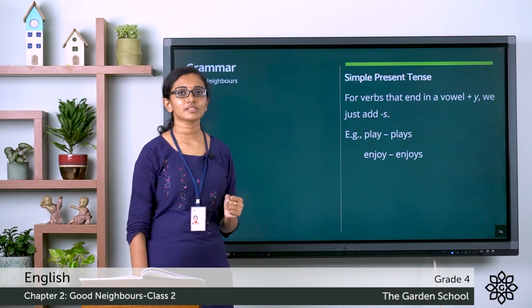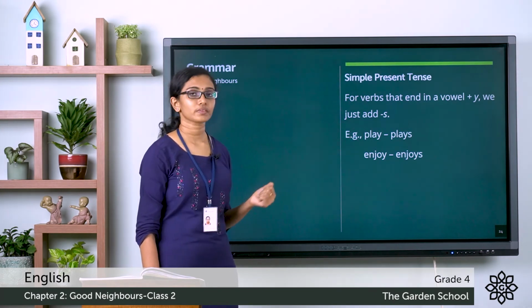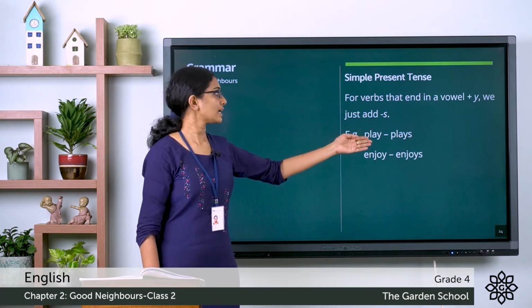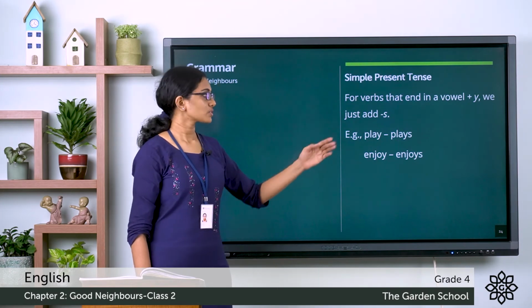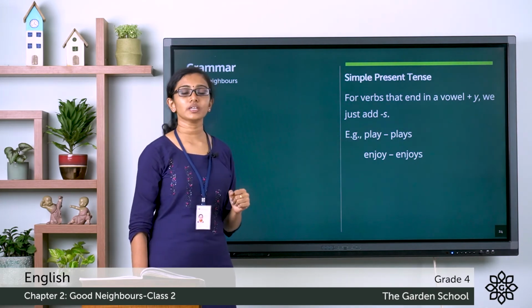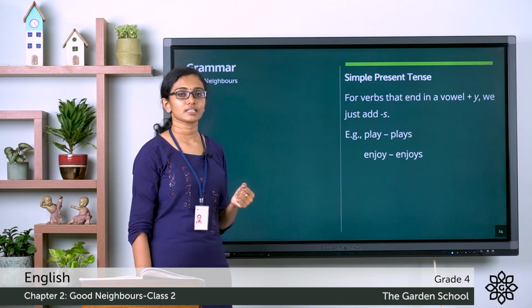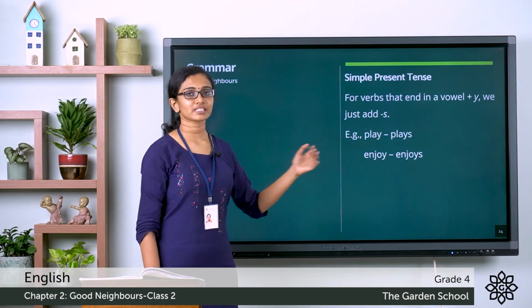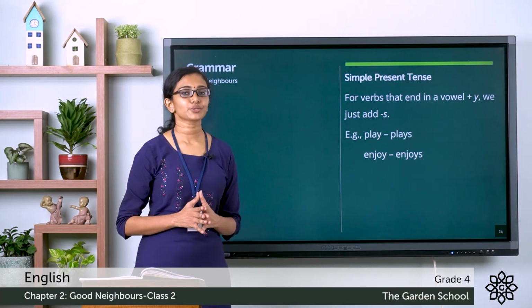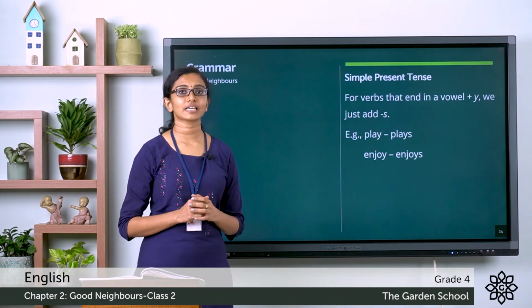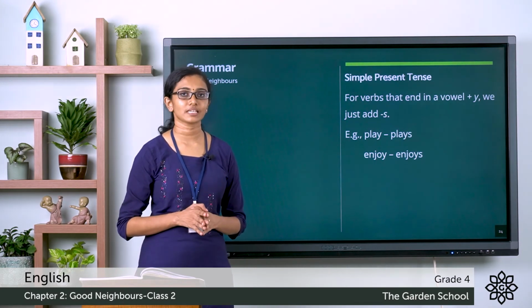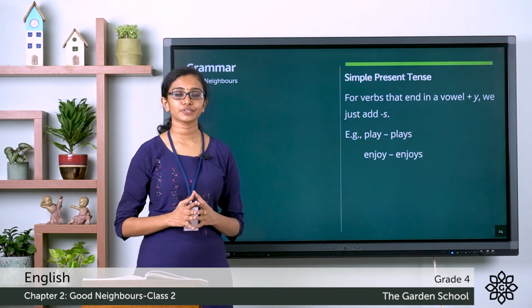Now, for verbs that end in a vowel plus y, we have to just add s. So look at the examples given here. The word play ends with a vowel and a y. So we just have to add an s to the end. Play, plays. Enjoy, enjoys. So these are a few things to keep in mind while constructing sentences in the simple present tense. So I hope these are clear to you.